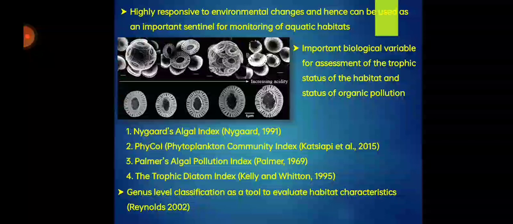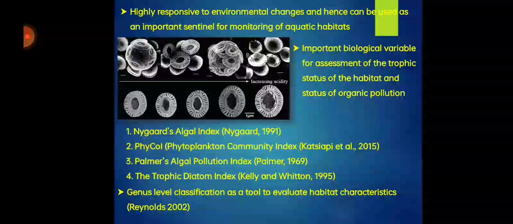So in different countries under the European Union, the Marine Strategy Framework Directive, or MSFD, has proposed phytoplankton as an important proxy for monitoring of aquatic ecosystems. Based upon that, for a long time, several indices have been proposed that utilize data from phytoplankton populations to predict the health of aquatic ecosystems. Some of them are like Nygaard's algal index. Then there is the PhycoI index, that is the phytoplankton community index. Then further down we can see that Palmer's algal pollution index was also proposed. Then in recent times other indices like the trophic diatom index have been proposed.